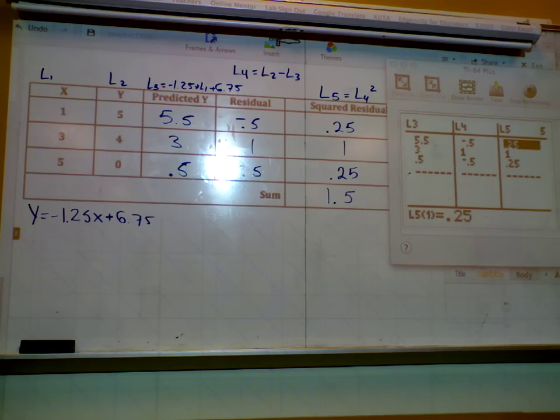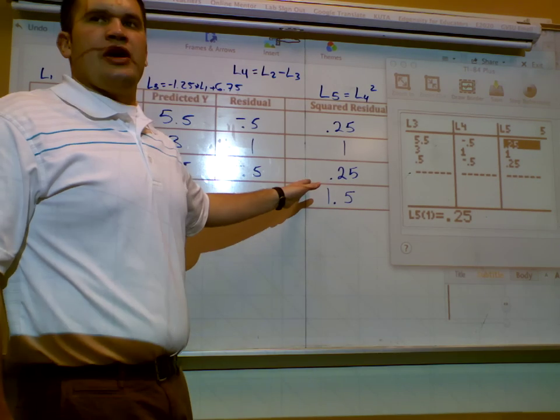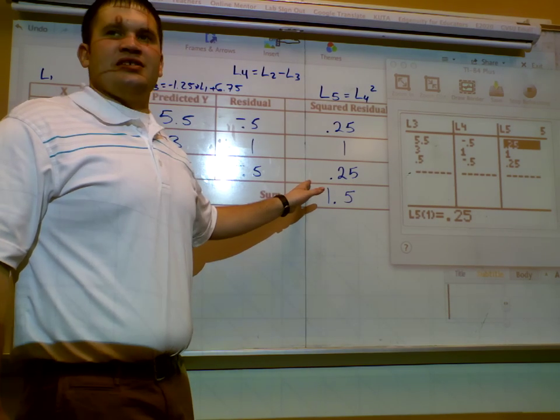Okay, go here. And this is L2 minus L3. So hit second, enter. Hit second 2 minus second 3. And now we have all of our residuals squared. Does that make sense, guys?